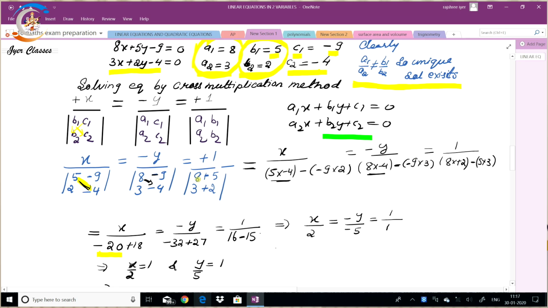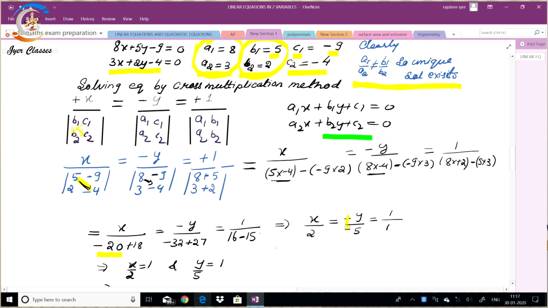फिर यहां देखिए क्रॉस मल्टीप्लाई करना है आपको 8 into 2 minus 5 into 3. Right? On calculations I get x divided by minus 20 plus 18 is equal to minus 5 divided by minus 32 plus 27 and that is equal to 1 divided by, देखो 8 2s are 16 minus 5 3s are 15. So x by 2 is equal to minus 5 by minus 5. देखो 32 minus 27 minus 32 plus 27 that is minus 5 और यहाँ पर आ गया 1 by 1. So x by 2 is equal to y by 5.